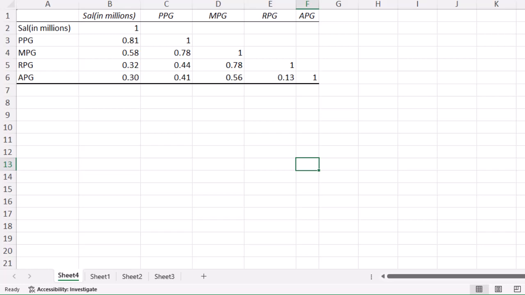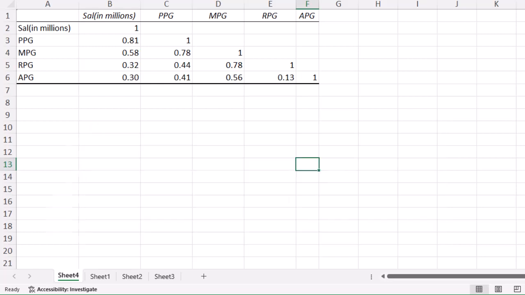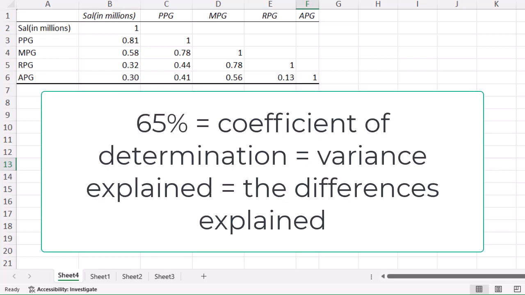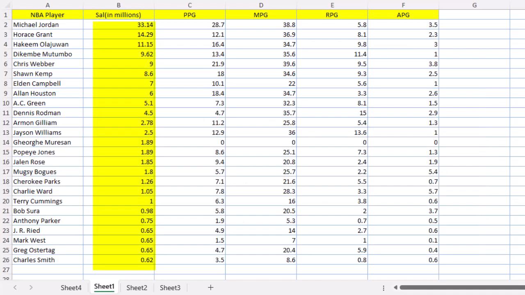Now, if I take that correlation of 0.81 and square it, I get 0.65 or 65%. The 65% is called the coefficient of determination or variance explained. In other words, this is explaining the differences in the players' salaries by looking at their points per game.